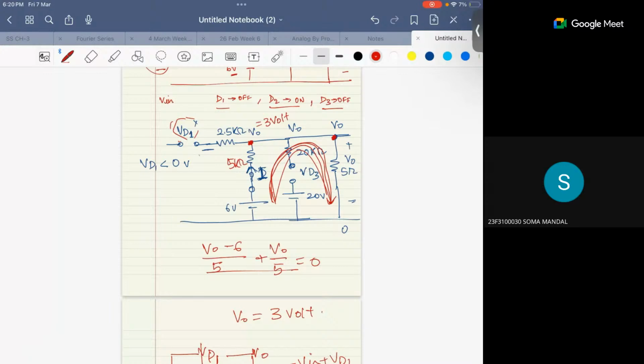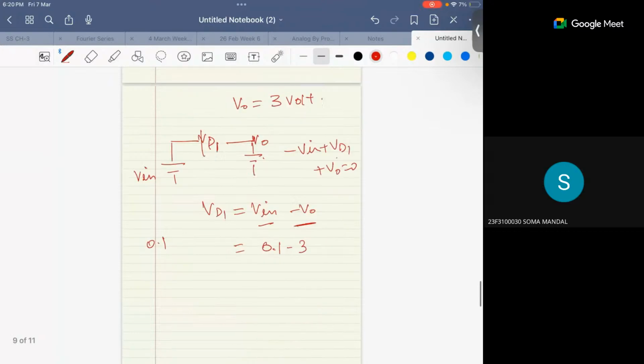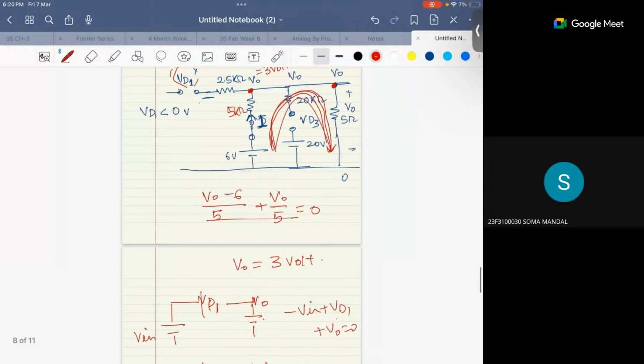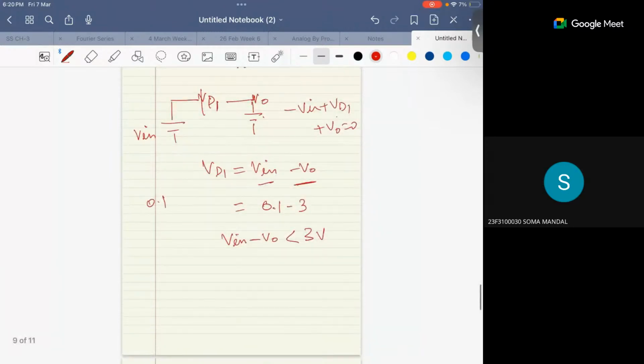So the VD1 in the starting will be reverse biased. Until when it will be reverse biased, that also you can take care. So VD1 should be less than or equal to 0, right? So V input minus V naught should be less than or equal to 3 volt, correct? So that till when it will be in the reverse bias, the diode 1. So the diode 1 will be in the reverse bias till V input minus V naught is less than 3 volt, correct? Because you know that till VD1 is less than 0 volt, that means this diode will always be in the reverse bias, like till VD1 is less than 0, not equal to.